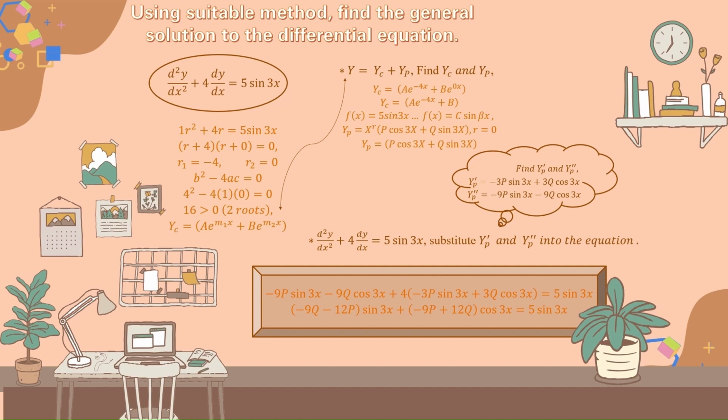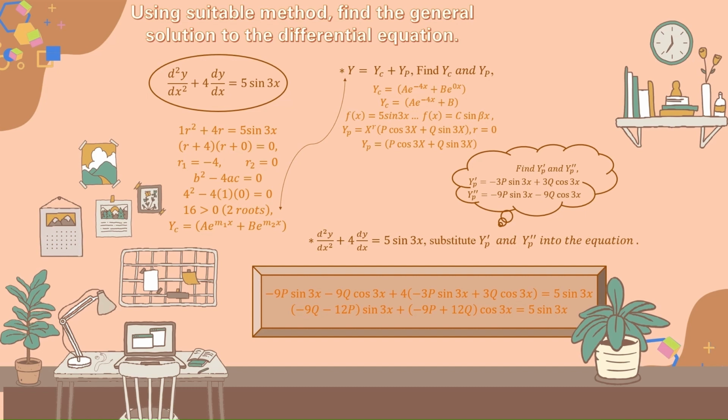we show our f(x) is c sin beta x, which gives us the formula yp equal to x^r (p cos 3x plus q sin 3x). Since our r is equal to 0, our yp is going to equal p cos 3x plus q sin 3x. So our yp will be p cos 3x plus q sin 3x.